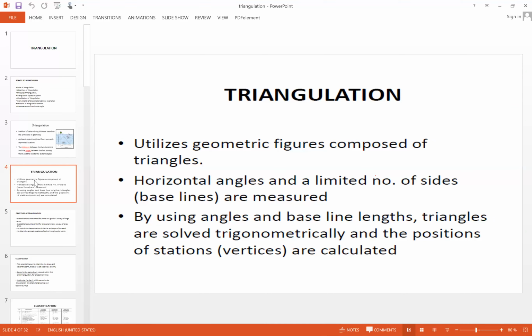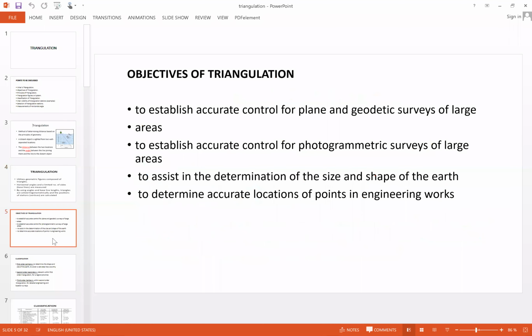So this is basically explained over here, that by using available data, that is by using the limited number of sides and the rest of the angles in a given geometry, we are able to determine the different lengths of different traverses using the principles of trigonometry.